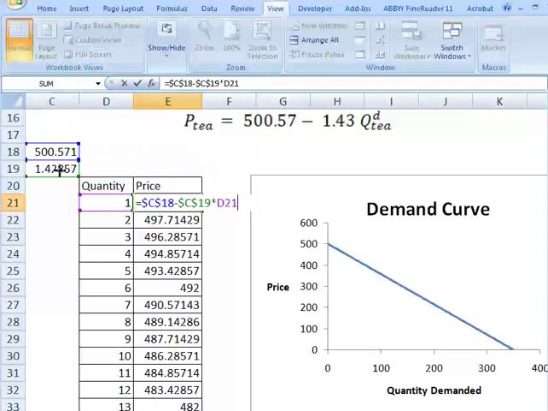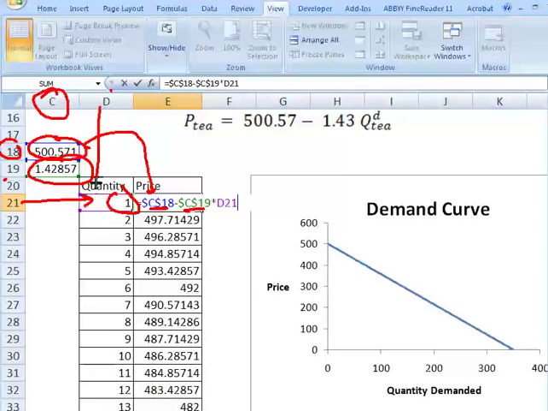Please note that 500.57 is C18, this is C and 18. C19 is this value, and D21 is this D and 21. So when the quantity is 1, you are trying to see what will be the price.